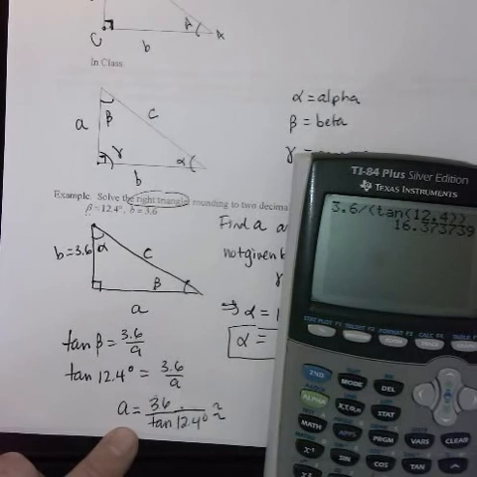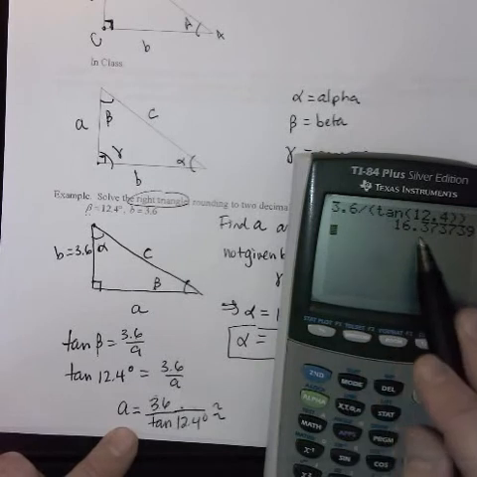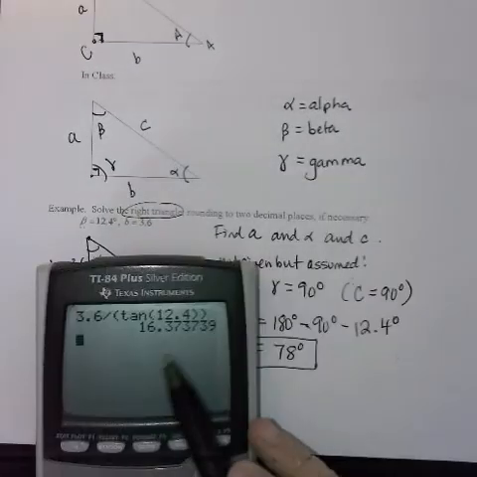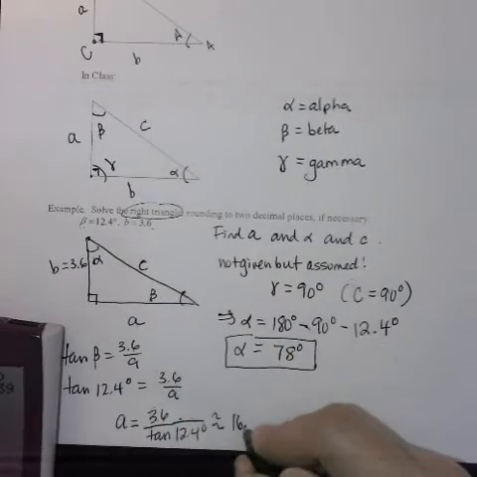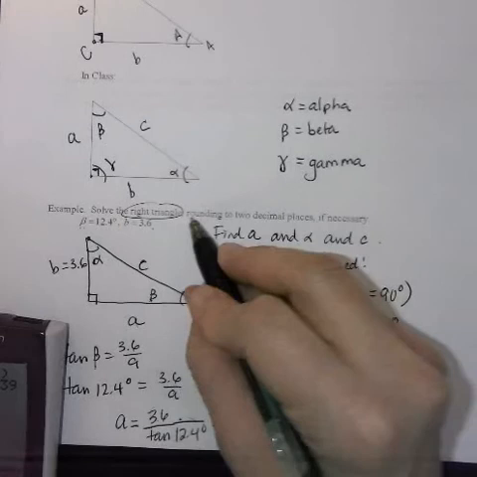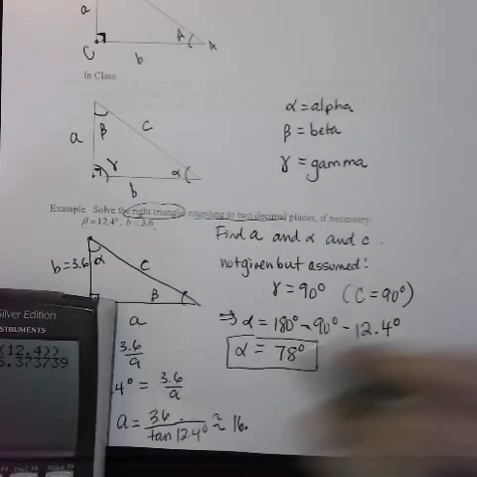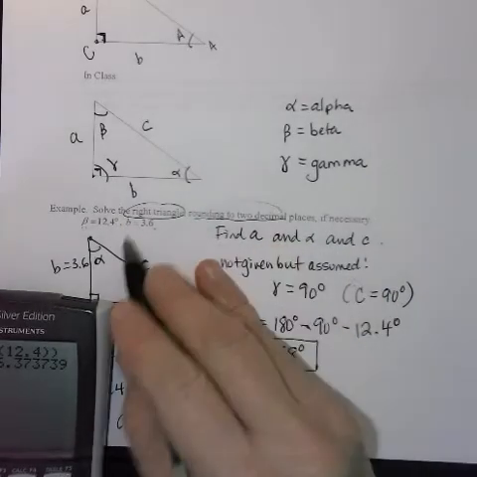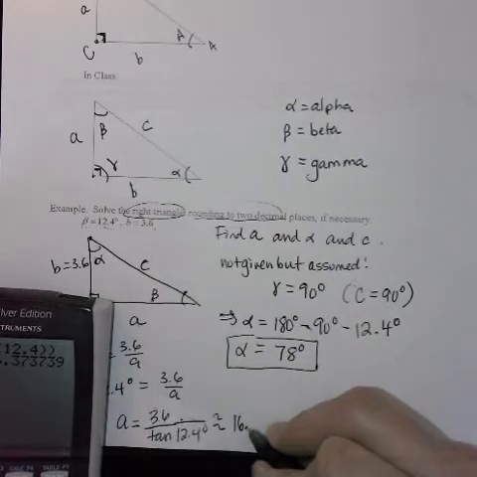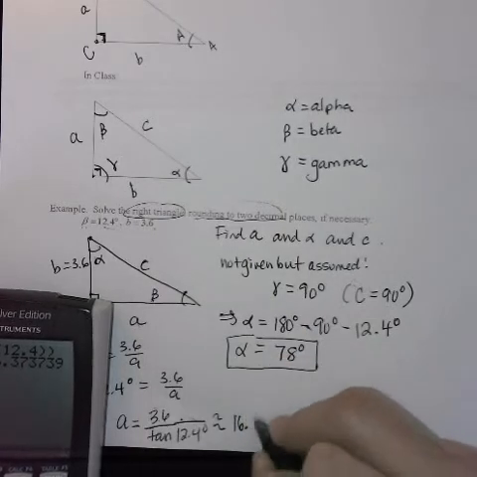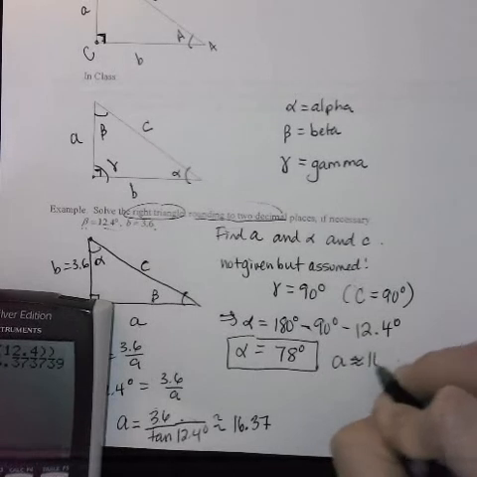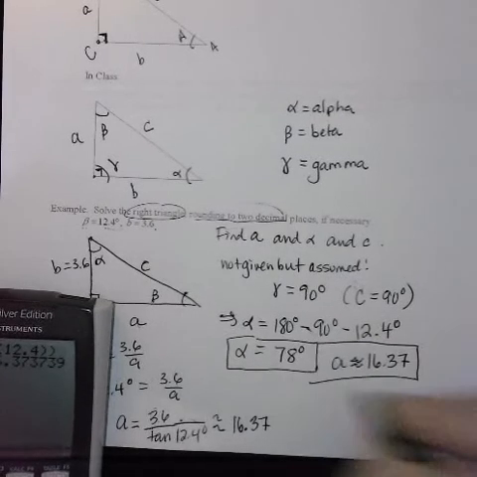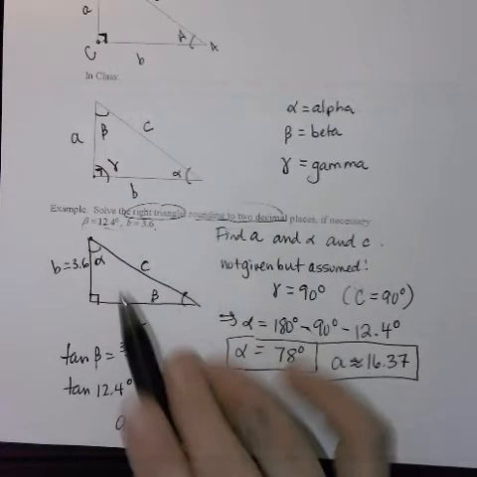Didn't really need that parenthesis. 16.4. Now I'm rounding to one place because these are to one decimal place, so I'd round to the same. Oh, except I said to round to 2. So we'll round to 2. But if you're not told, I just round to what's given in the problem. 16.37. So a is approximately equal to 16.37. There's our second part.